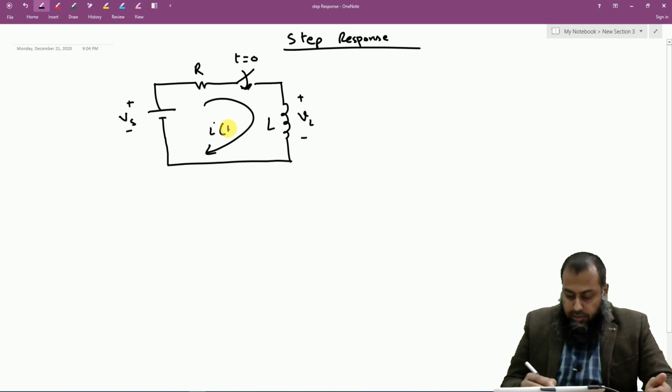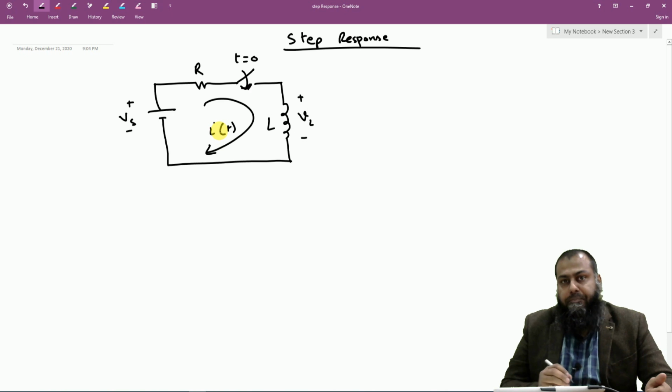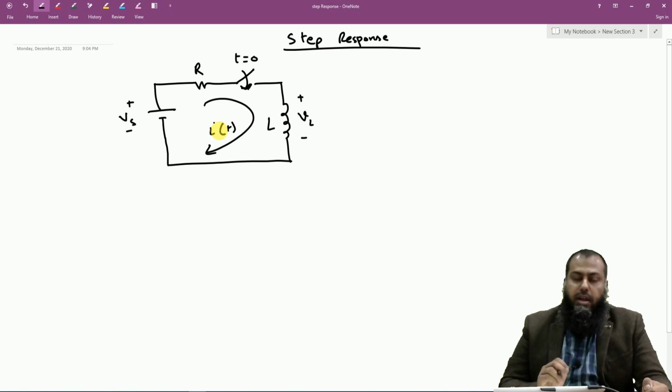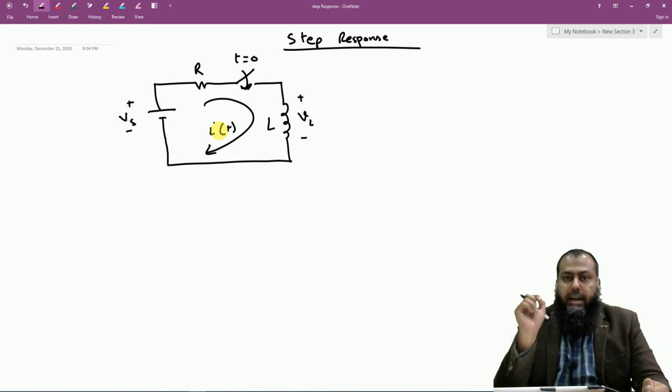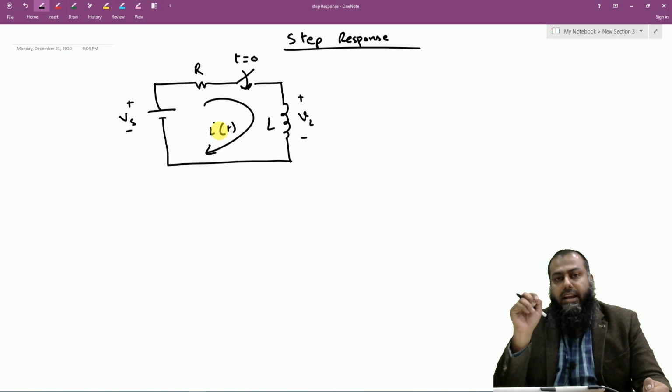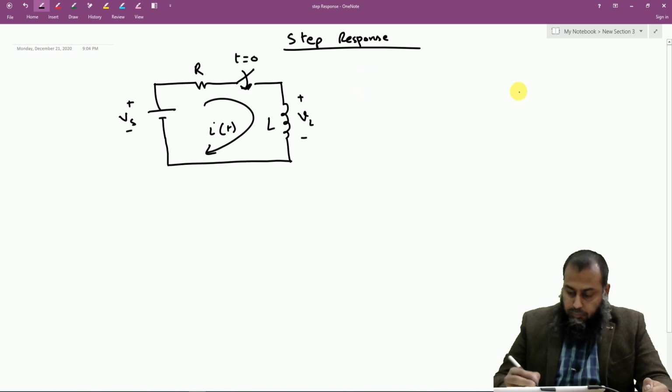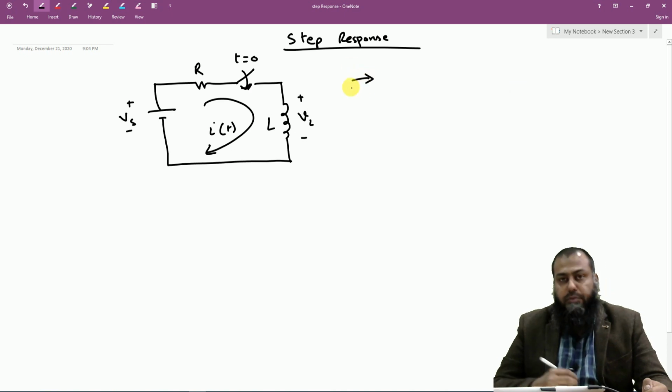The value of the current i(t) is of importance for us, and therefore we will try to derive an expression that can give us the value at any given time instant t if we plug in the value of the resistance R, the inductance L, and this voltage source Vs. Notice here that we shall not see any decaying exponential.